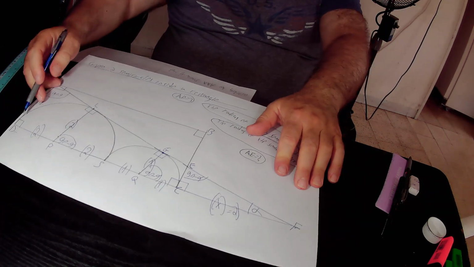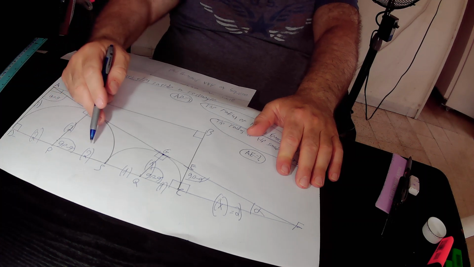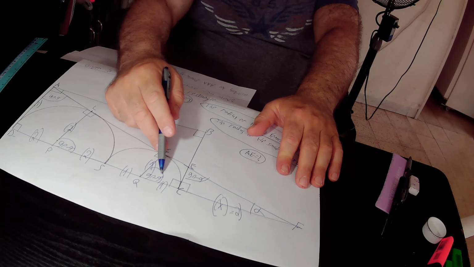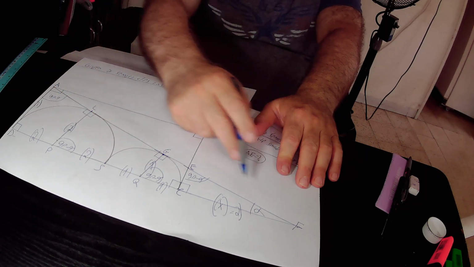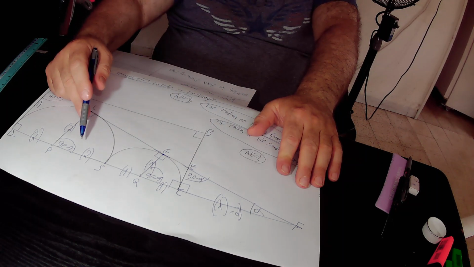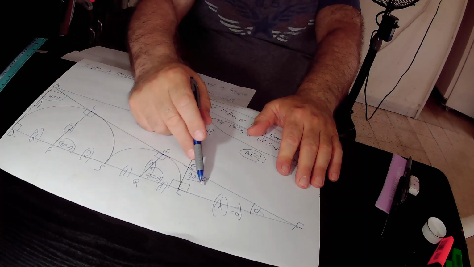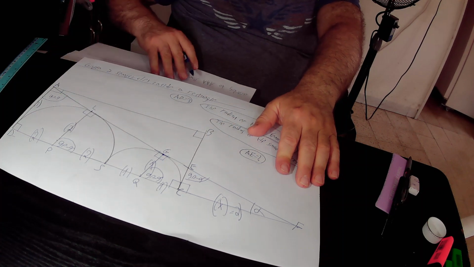So DF in total will be equal to 2 plus 2, that is 4, plus 1 plus 1, that is 6, plus 2, that is 8. So in total, DF equals 8 units in length.